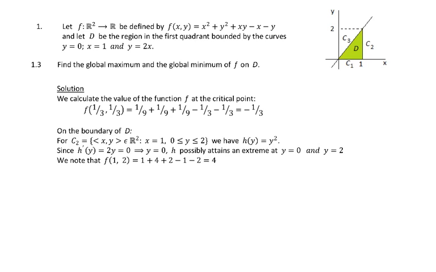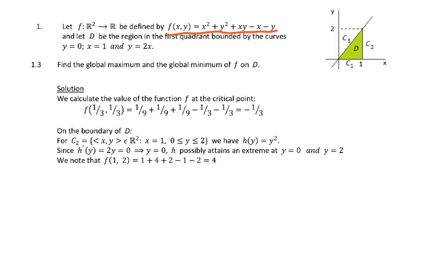Let's see what happens on C2. Here we have x equals 1 and y lies between 0 and 2. And if we substitute x equals 1 into the formula for f, we get a function of one variable only, namely h of y equals y squared.